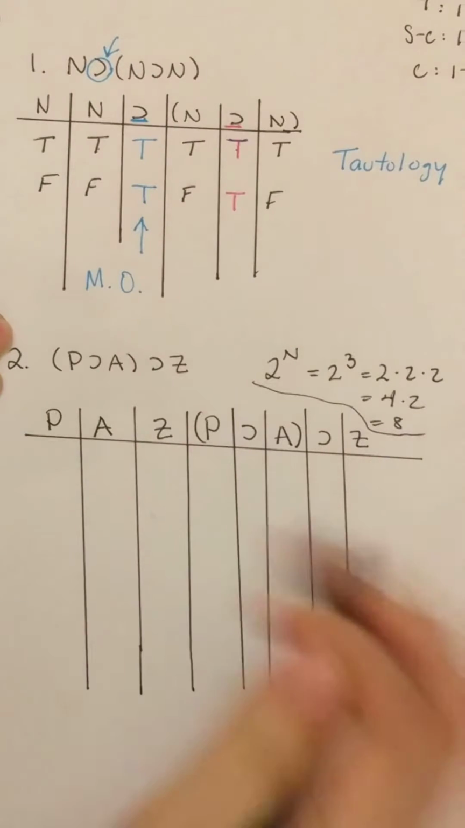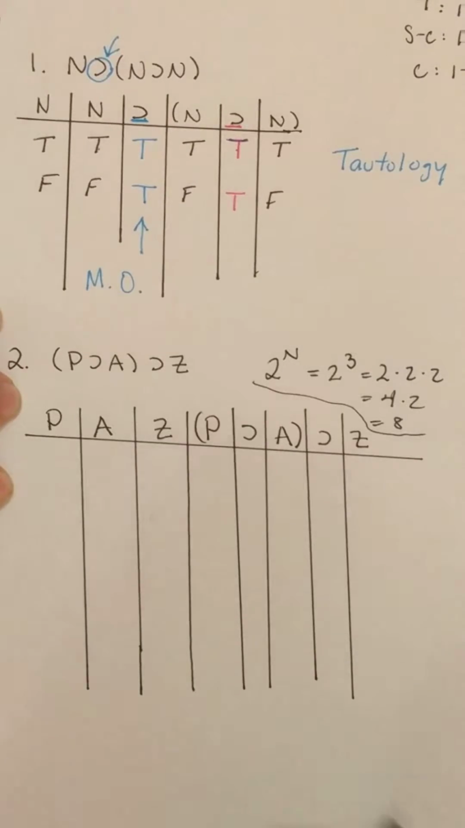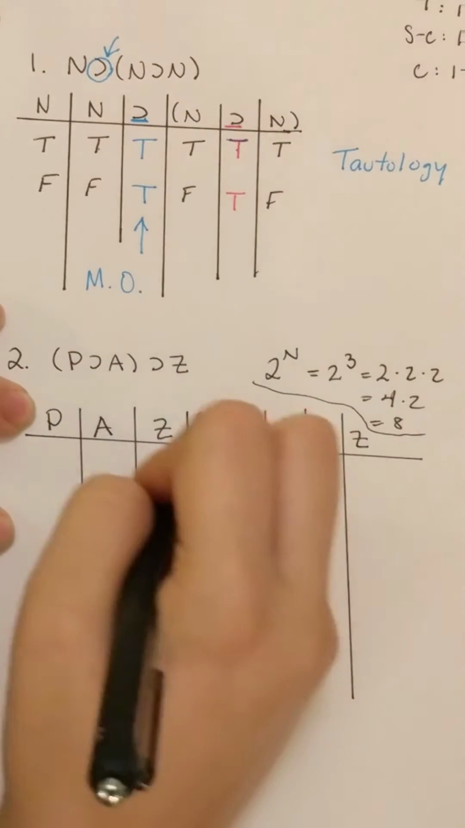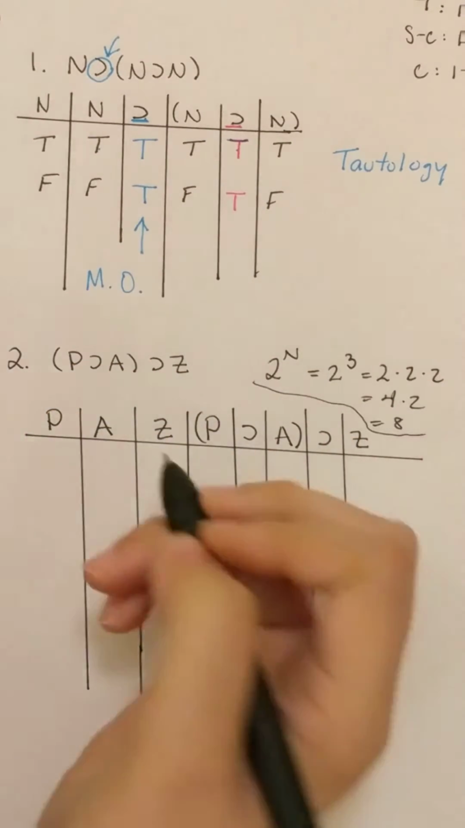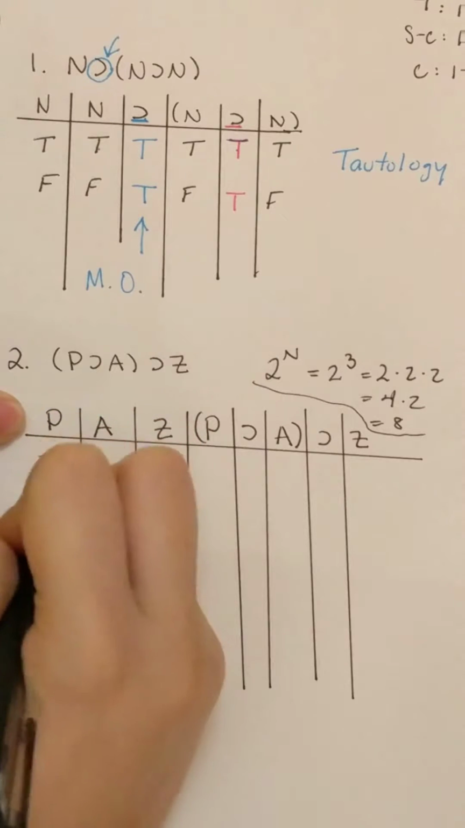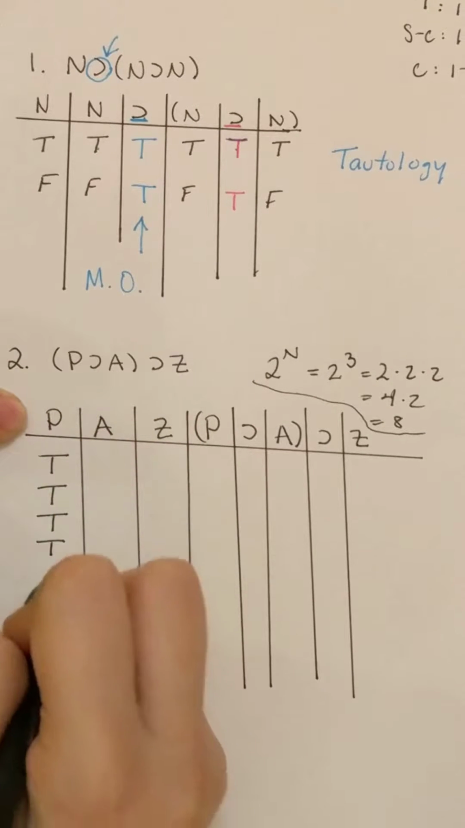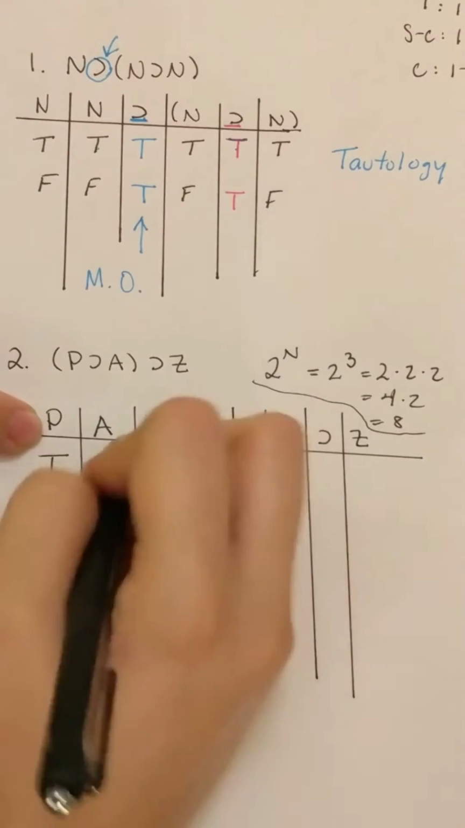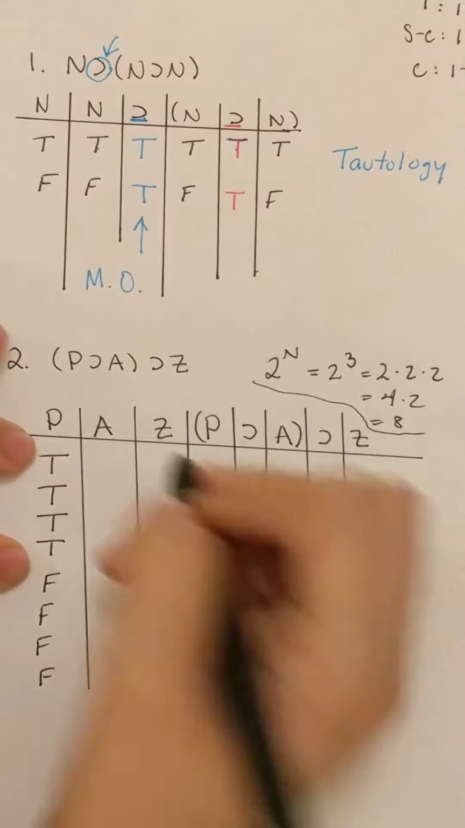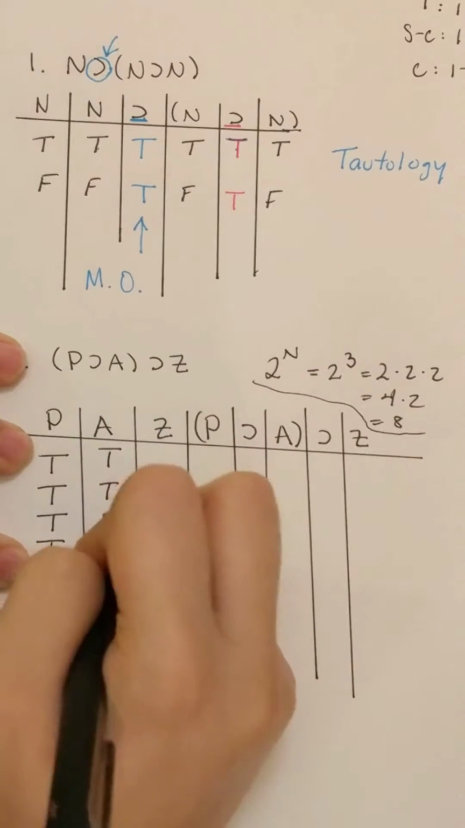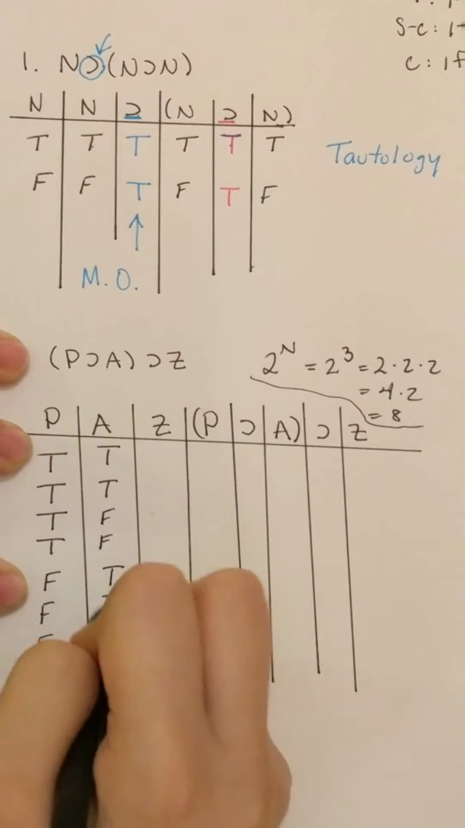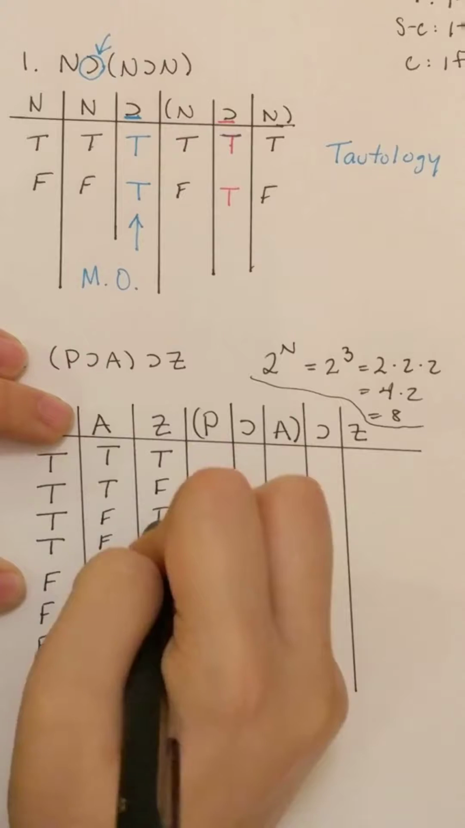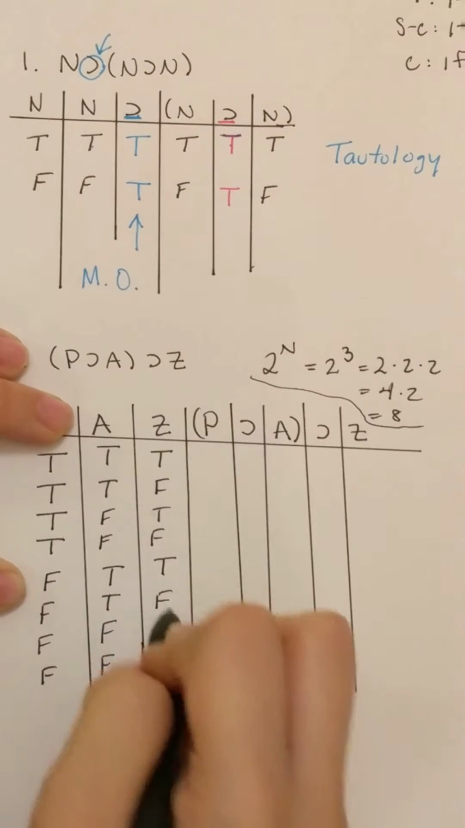So if P then A then Z. P, we have 8 rows, and so P is going to be split. True, true, true, true. False, false, false, false. Then A is split. True, true, false, false, true, true, false, false. Then Z is true, false, true, false, true, false, true, false.